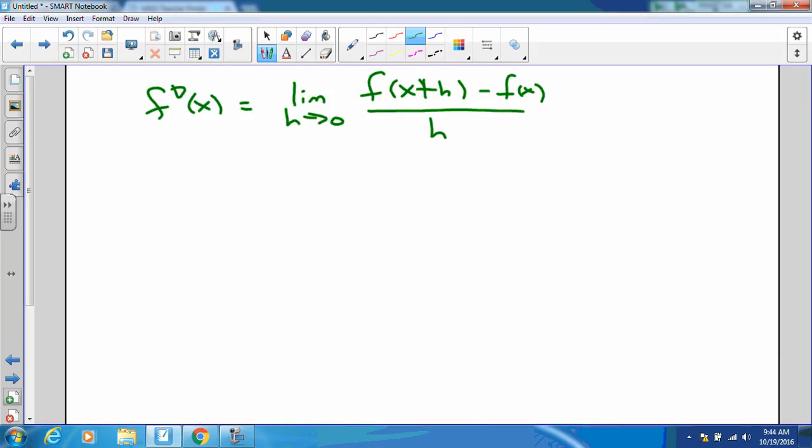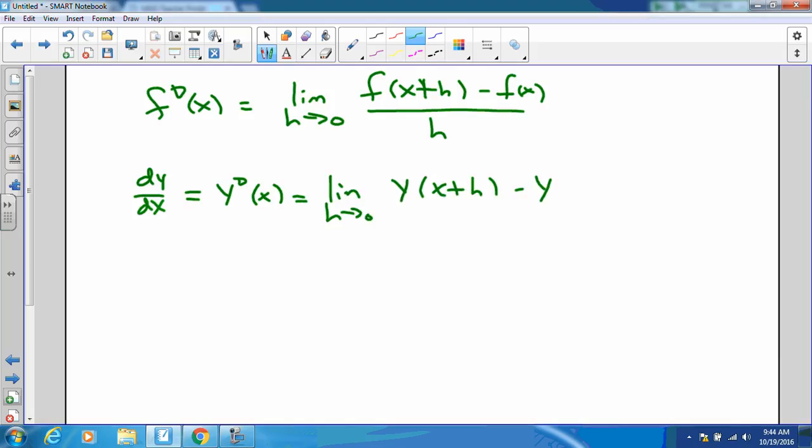So this is our definition of derivative right here. If I were to use y, I would also write this as dy/dx or y prime equals the limit as h goes to 0 of the difference quotient of y. Now, this is also a synonym for d/dx of y. So you can see that the process of taking the derivative of y with respect to x is equal to the process of taking the limit as h goes to 0 of the difference quotient.